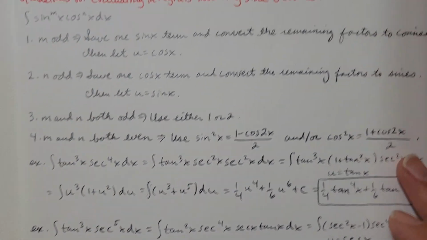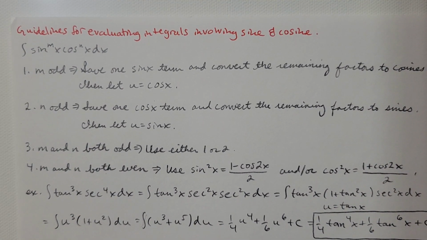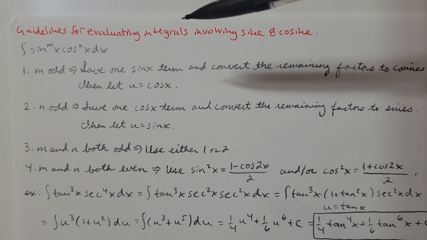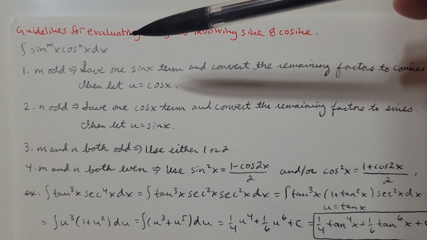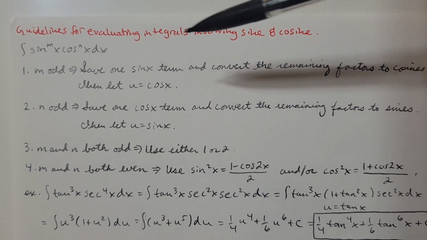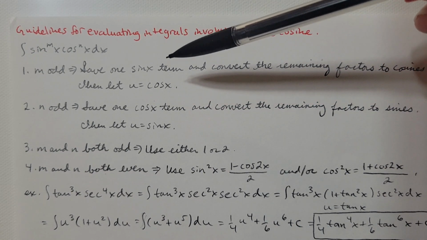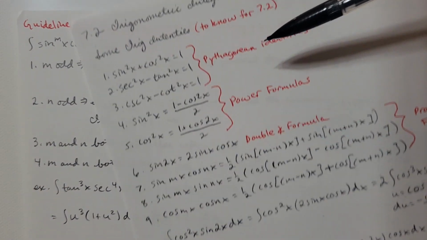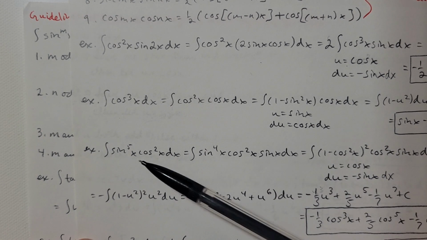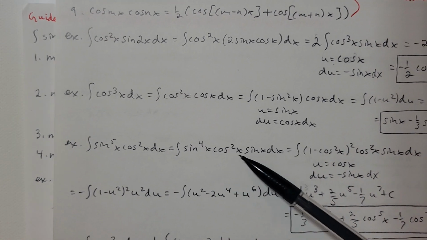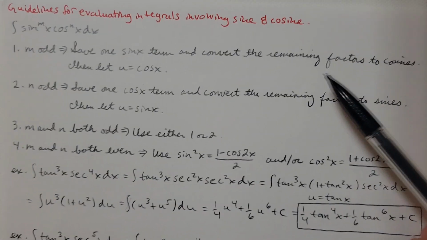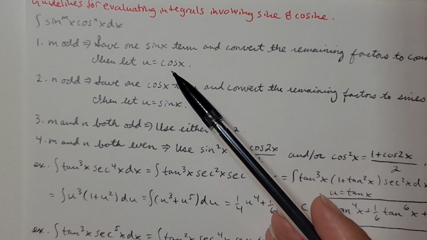On this next page here, I have just kind of the guidelines for evaluating integrals involving sines and cosines. So if you have an integral of sine to the power m of x times cosine to the power of n of x, if m is odd, you're going to save a sine x term, kind of like what we did in this problem here. We saved a sine x term, and then we convert the remaining factors to cosines. Okay, then you're going to use substitution.